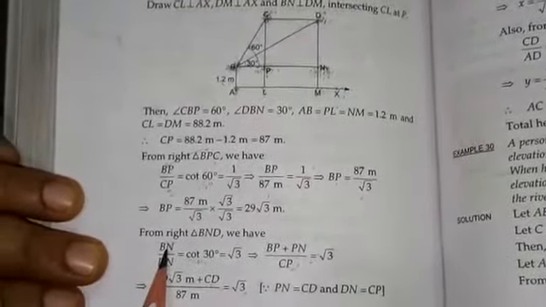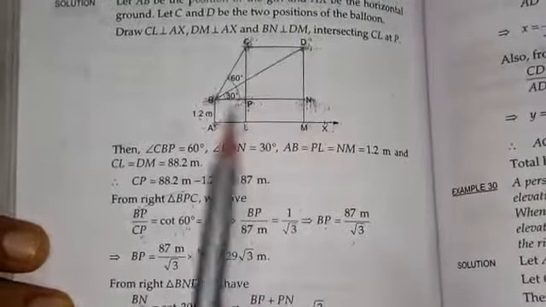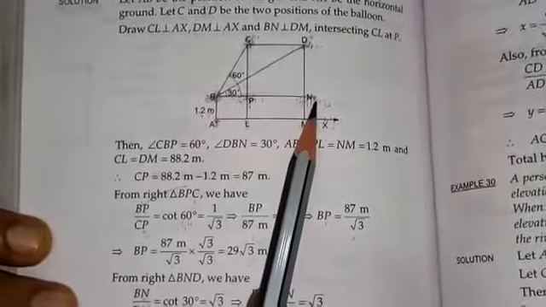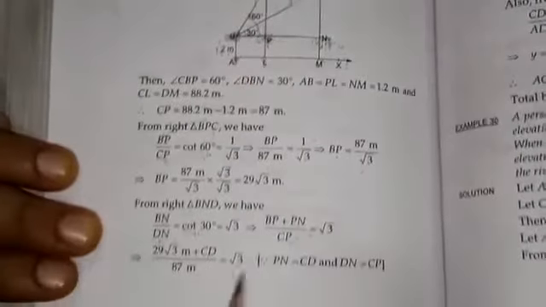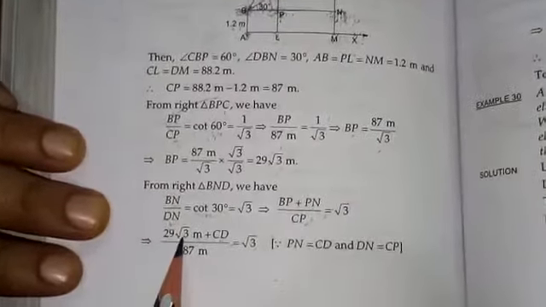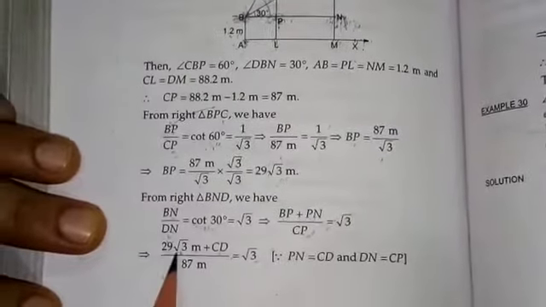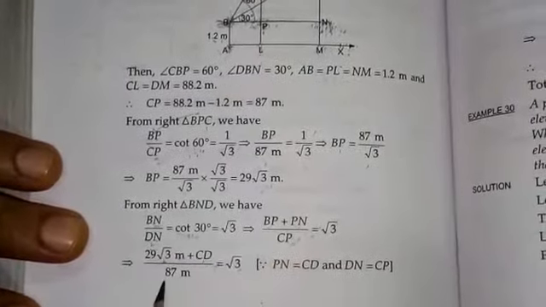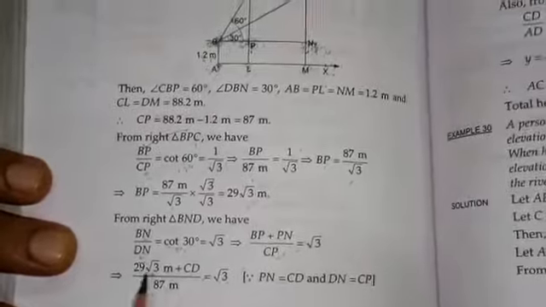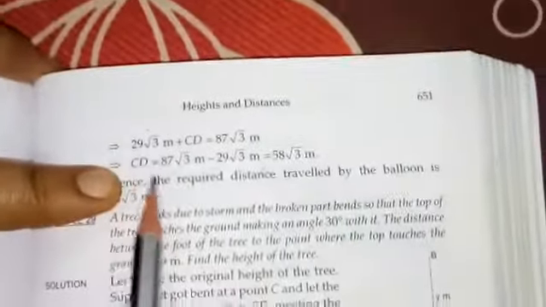And BN, what is BN? I'm just repeating it. BN is BP plus PN, correct? And PN is nothing but CD. So BP plus CD. That's what you see here. Since BP is 29 root 3, 29 root 3 plus CD by CP, which is 87, is equal to root 3. So simply cross multiply, work this and find the value of CD.